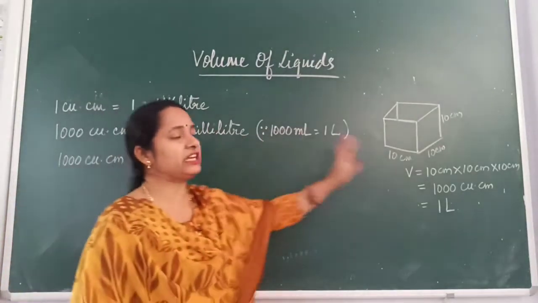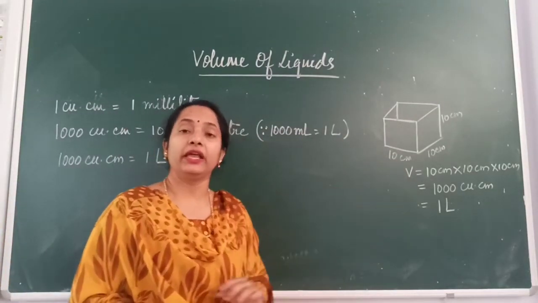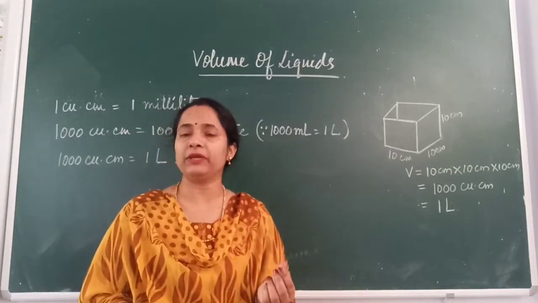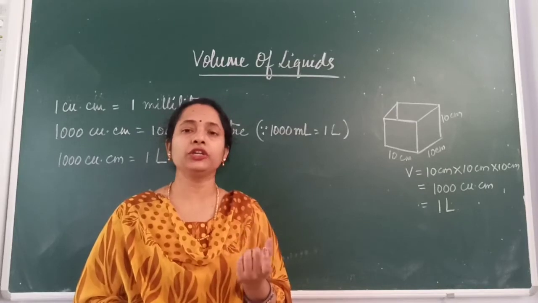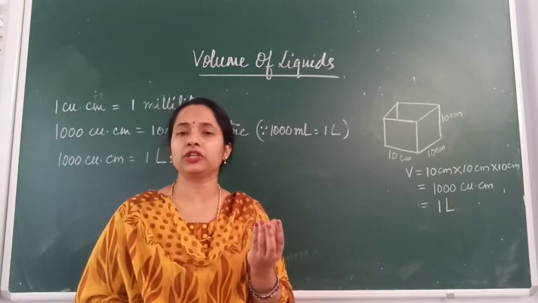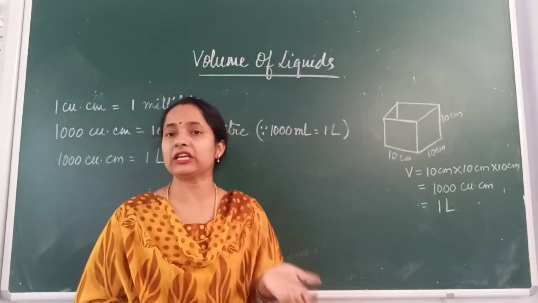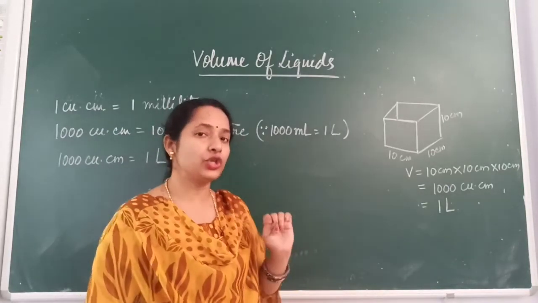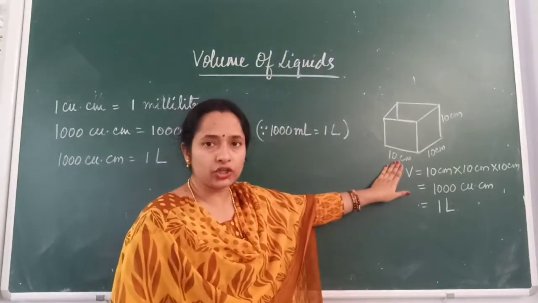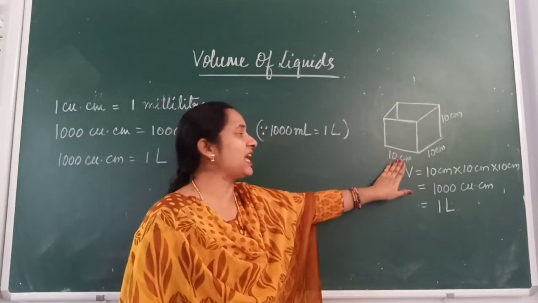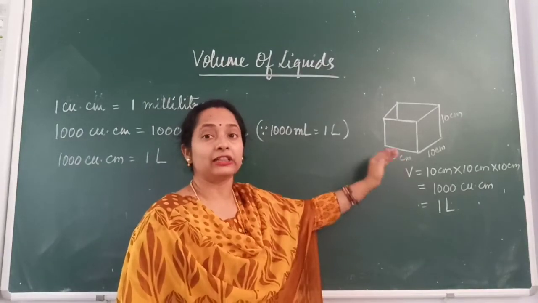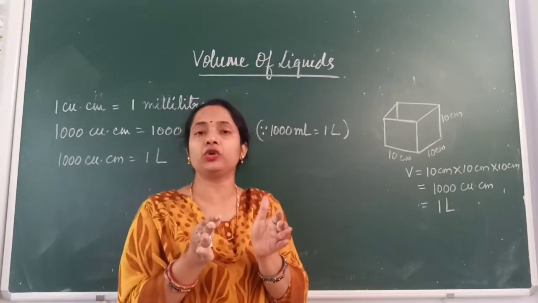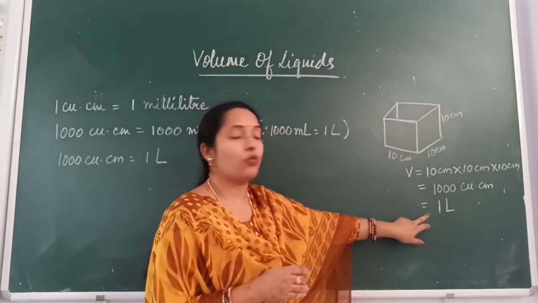Also we can understand this through an example. To find the relationship between milliliters and the unit cube: a unit cube of side 1 centimeter can hold 1 milliliter of water. Similarly, if you take a cube of each side 10 centimeters, then the quantity of water that can be filled, or the capacity of that cube, will be equal to 1 liter.